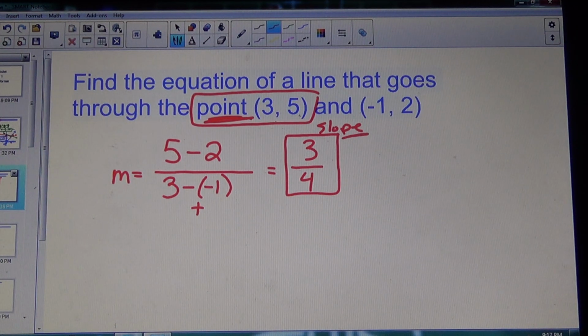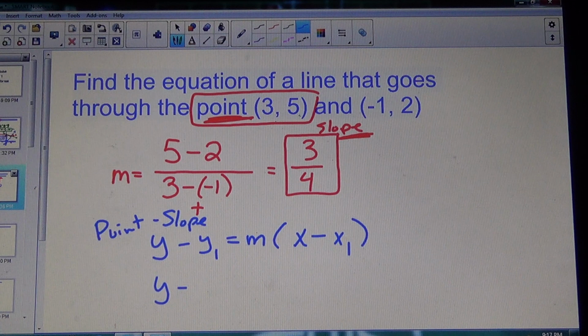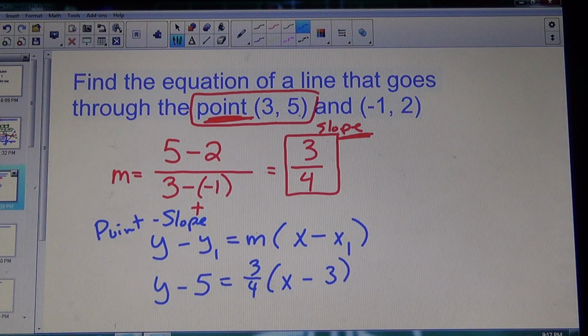So if I have a point and a slope, the formula I'm going to use is the point-slope formula, which gives me y minus y1 equals m times x minus x1. Plugging those in, my y1 in the point I selected would be a 5. And then I would have 3/4, and I'm going to get an x, and then minus my x1 here would be a 3.